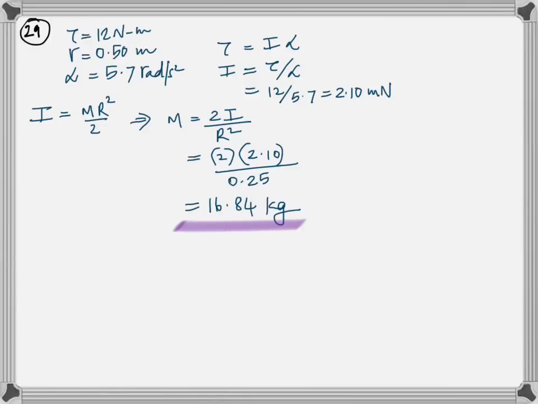29 is a direct and easy question, because first you can find the rotational inertia using I is tau by alpha is 2.10, and then I is mr squared by 2 for a disk, so substitute that and you would get the mass of 16.84 kilogram.